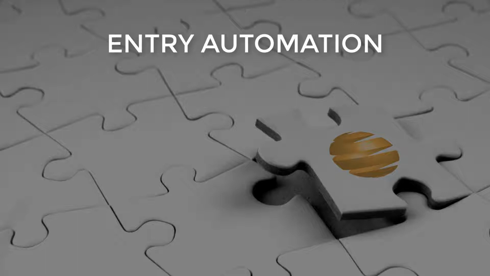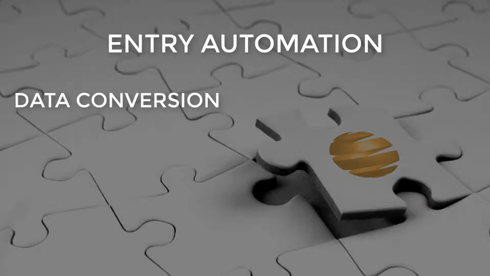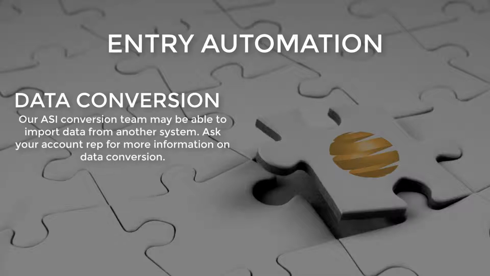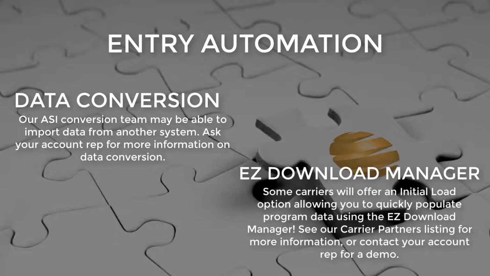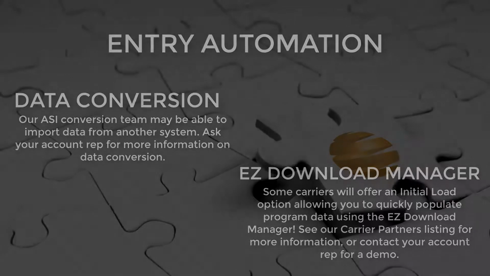As with the client data, before you get started, you may want to consider your beginning strategy and your automation options. New agencies migrating from another program may be able to convert their data. Agencies subscribing to download may be able to order an initial load from their participating carriers that will create the policies for the entire in-force book of business.